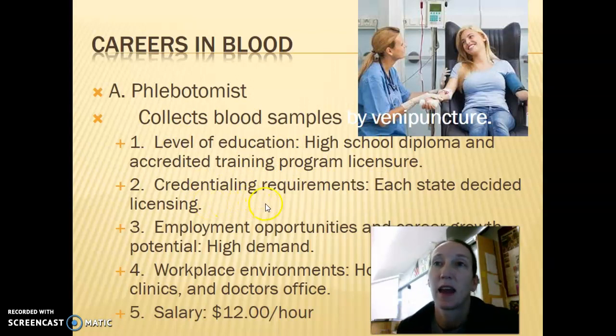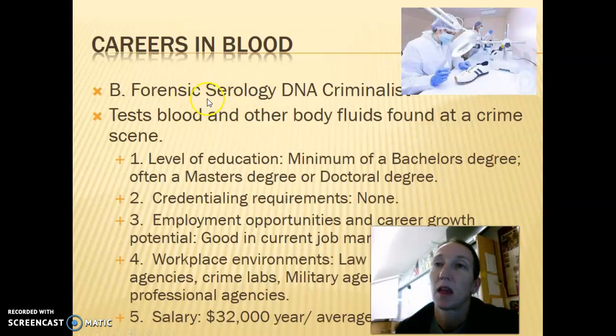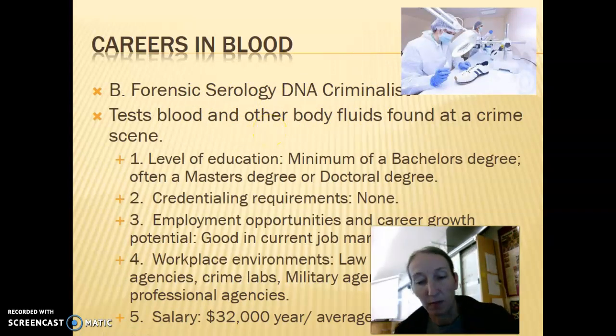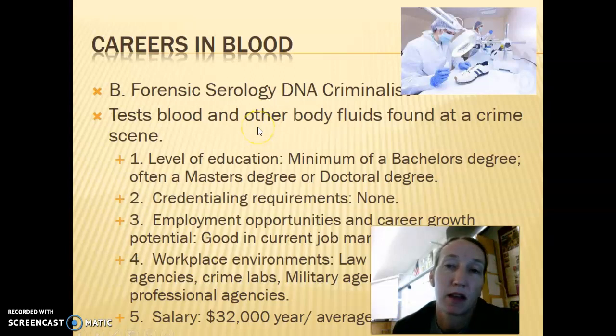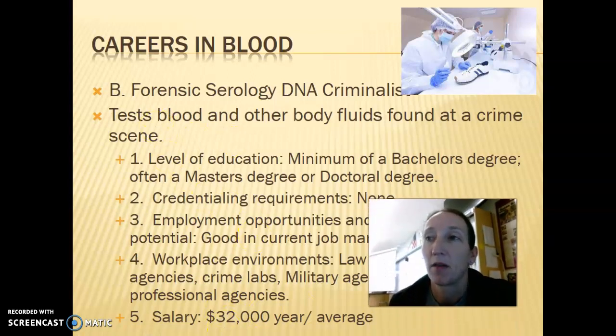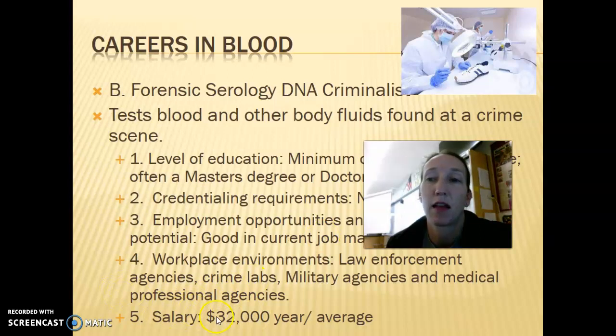It's kind of like being a CNA. So a phlebotomist withdraws your blood. The forensic serology DNA criminalist is the one that tests your bodily fluids, whether it's blood, semen, or saliva. They do your genetic markers. They determine any type of blood typing, family connections that way. Now this salary is based off of Utah, and it can get up to 90 grand, but the base starts out at 32.